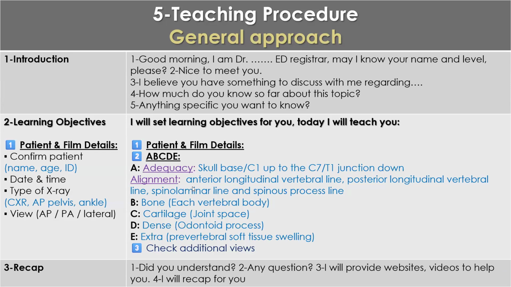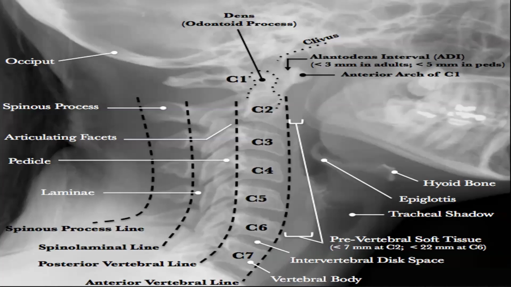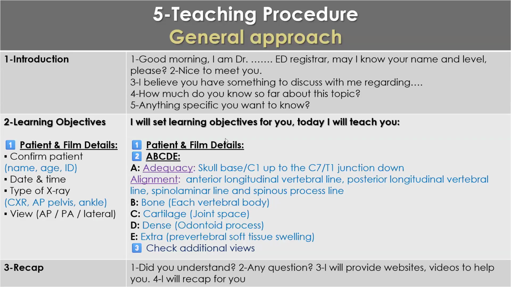Okay. Then you should talk about the normal and the abnormal. It means, for example, I will go back again. Patient and film details, it's called accuracy. Patient and film details are called what? Accuracy. If you find patient name, age, ID, date, time, type of X-ray, view, then it's accurate. Clear, guys? Yes, sir.